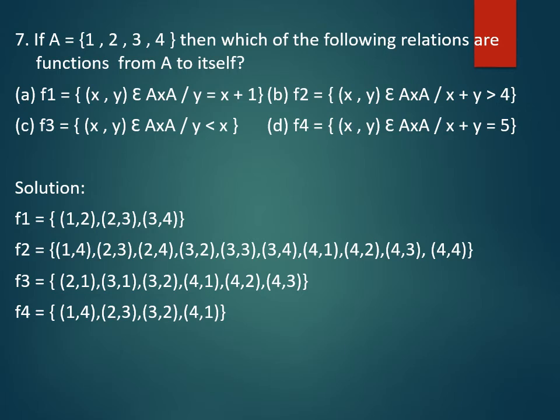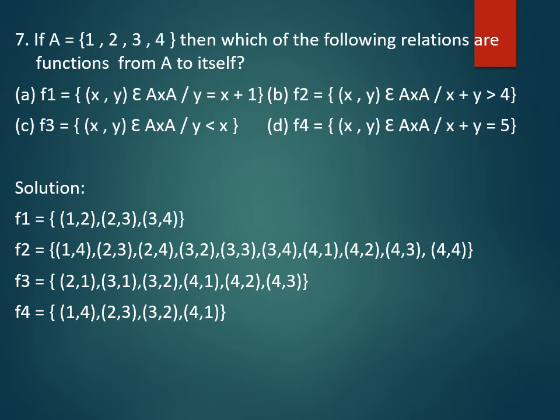Next we move to the next one, f3. According to the definition, you have to collect the ordered pairs (x, y) such that y is less than x. So 1 is less than 2, 1 is less than 3, 2 is less than 3, 1 is less than 4. So these are the elements here. This is also not a function because the element 1 belonging to the set A has no image. There is no ordered pair which has the first element as 1. Therefore, this is not a function.